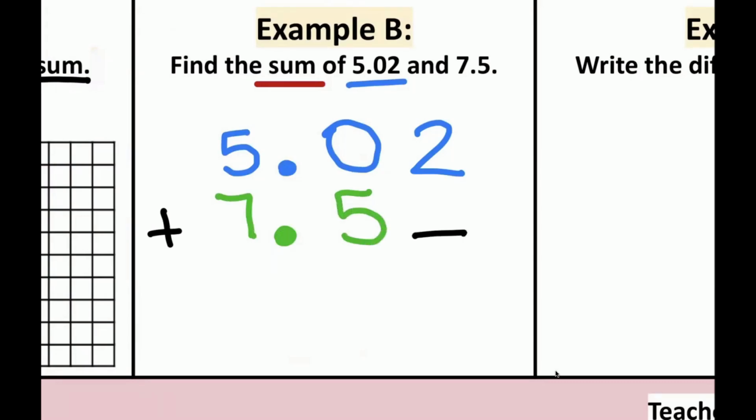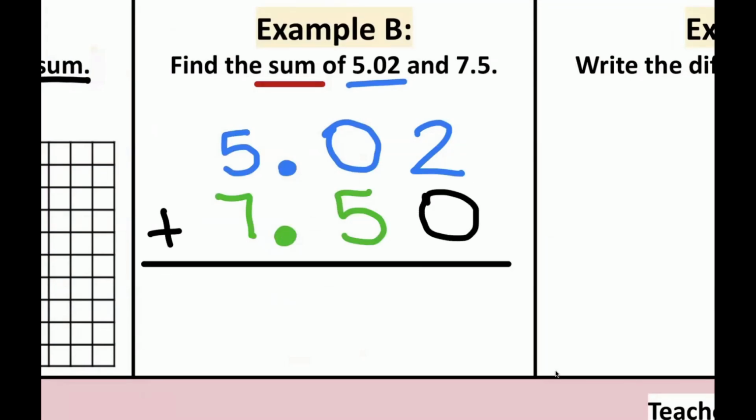And then we can see we have a blank right here. In our notes, we talked about a zero placeholder. Whenever there's a blank, you'll just put a zero to keep it nice and organized. Now that my problem's super neat and lined up, I'm going to start on the right-hand side right here with 2 plus 0. So 2 plus 0 is 2. 0 plus 5 is 5. Bring down the decimal right beneath where it is. And 5 plus 7 is 12.